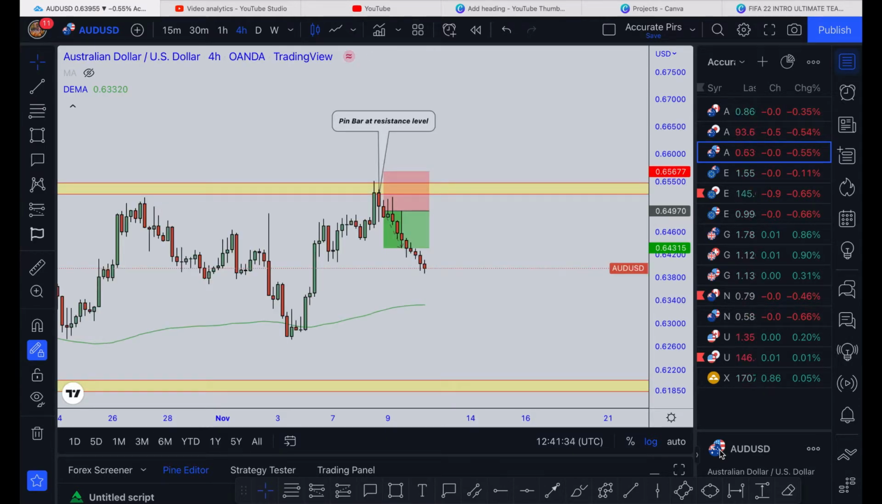And yep, I've got a winning trade which is AUD/USD. I'm going to talk you through it, the reason why I took this trade.